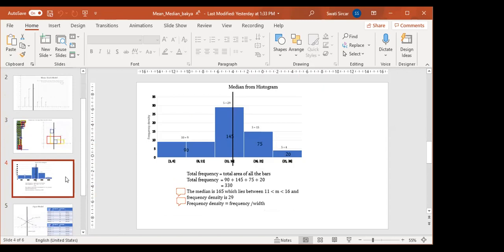Okay, now in this case, the class intervals all have the same length, right? In that case, why would you need the frequency density in this case?